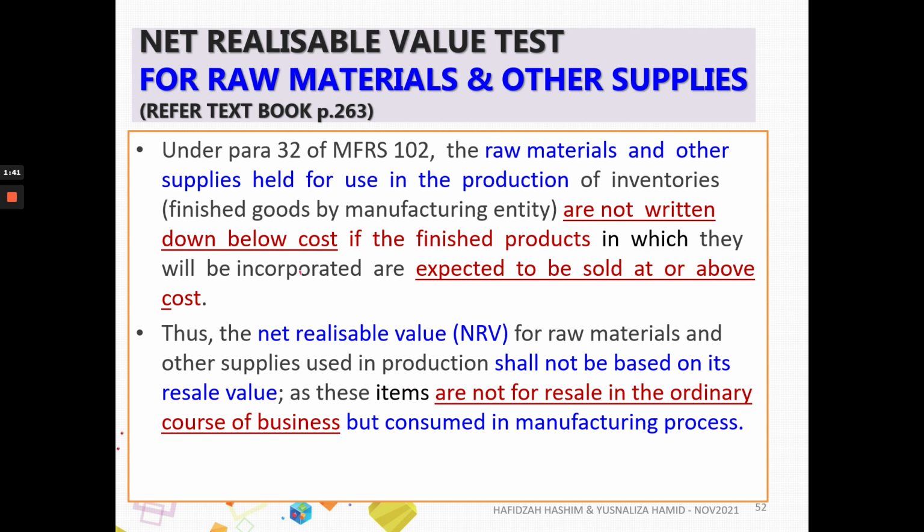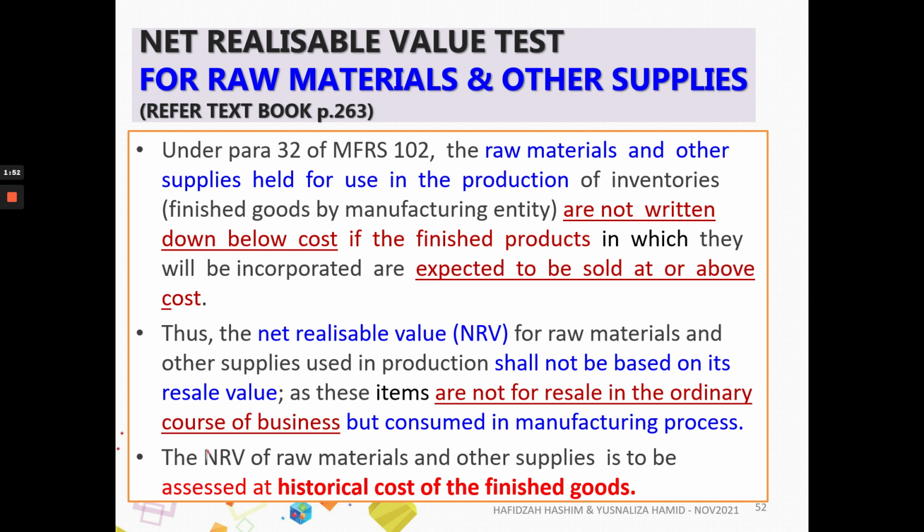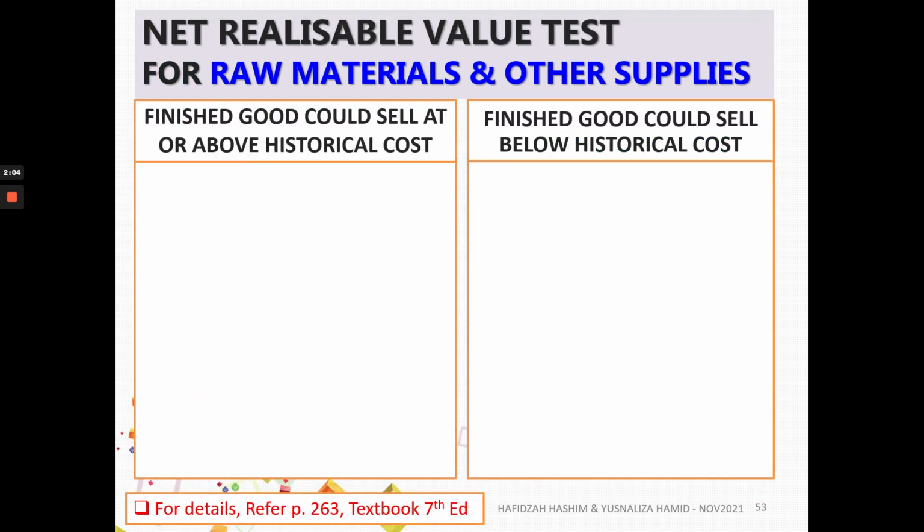So therefore, the raw materials and supplies are not items that are held for sale in the ordinary course of business. However, they are to be consumed in the manufacturing process. And therefore, the NRV of raw materials and other supplies will be assessed at the historical costs of the finished goods. So let's look at the guideline given under MFRS 102.